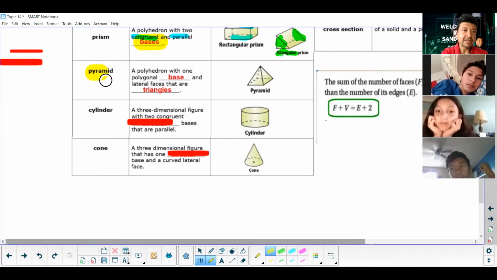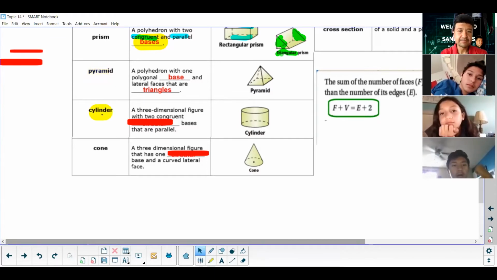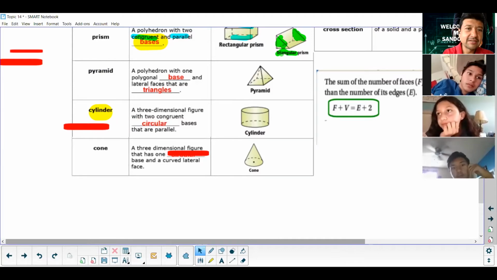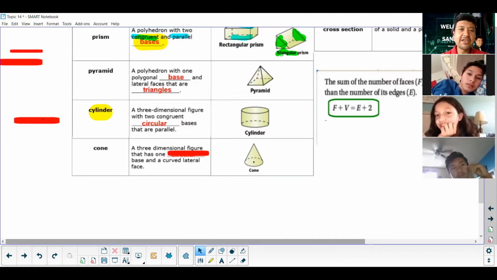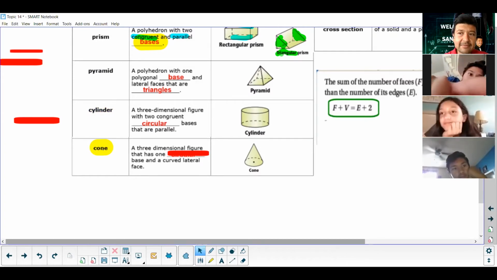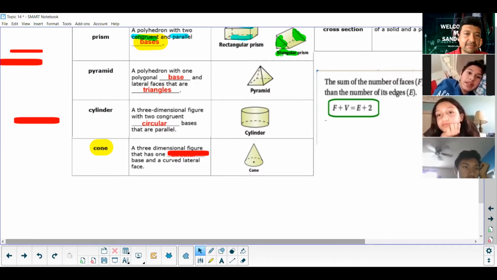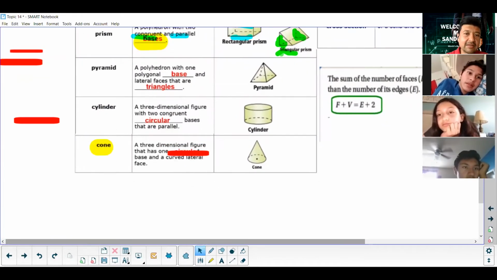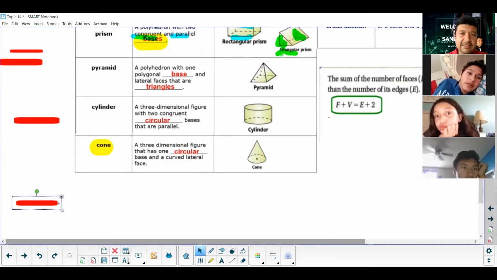Okay, so now let's continue with Marcus. Marcus, why don't you go ahead and read the next one? Cylinder. A three-dimensional figure with two congruent blank bases that are parallel. Okay, so two congruent circular bases, right? And you have a good solution here to the right. All right, so now, Max, go ahead and read cone. A three-dimensional figure that has one blank base and a curved lateral face. So one circular base and a curved lateral face.